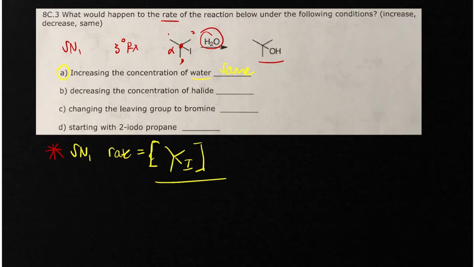If you decrease the concentration of halide, that's this substance here, okay, the rate's going to be lower because the rate is dependent on the concentration of the starting alkyl halide. So the halide, that is going to go down, okay? So that's going to decrease.